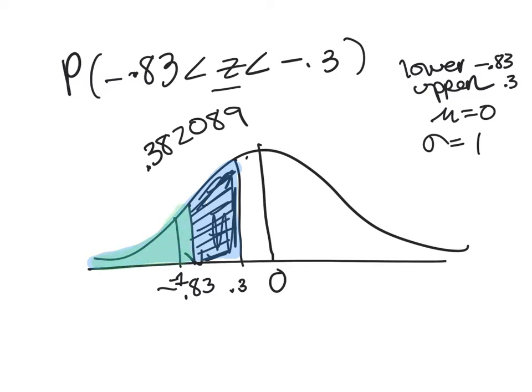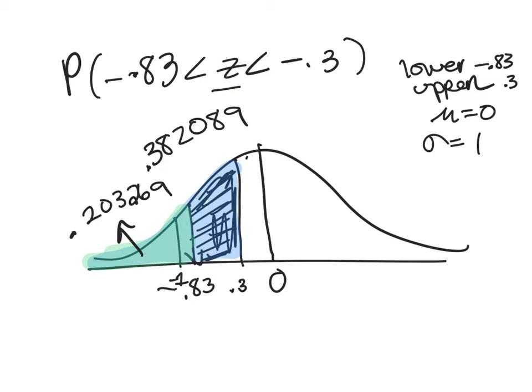Now I'm going to do the same thing again, but this time I'm going to put in negative 0.83. That's going to give me this green area right here. So I again type equals norm dist. My x is negative 0.83. Mean is 0, standard deviation is 1, cumulative is true. Hit enter, and the green area right here is 0.203269.